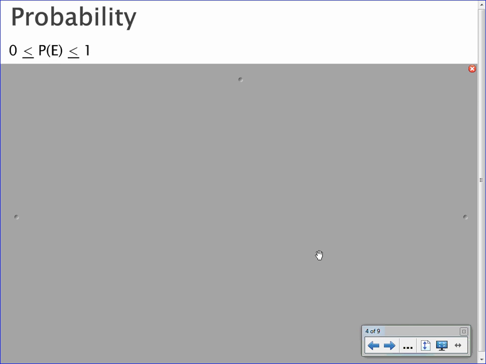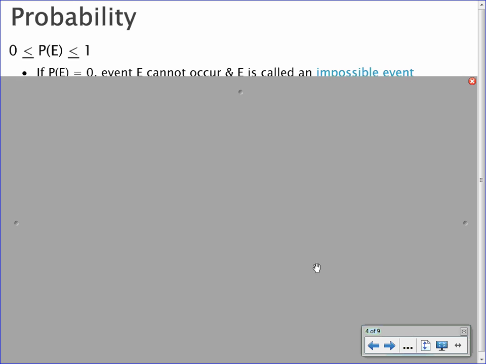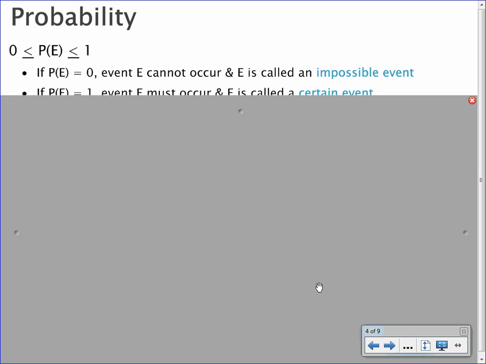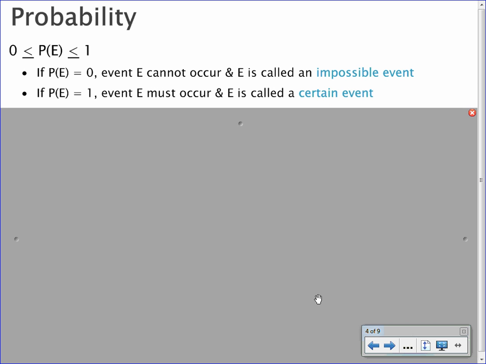The probability of an event will always be between and including 0 and 1. If the probability is 0, that is an impossible event. It cannot happen. The probability of rolling a 7 on a 6-sided die is impossible. Probability is 0. If the probability is 1, then the event is a certain event. The probability of getting heads or tails when you flip a coin. Bam. Always 100%.